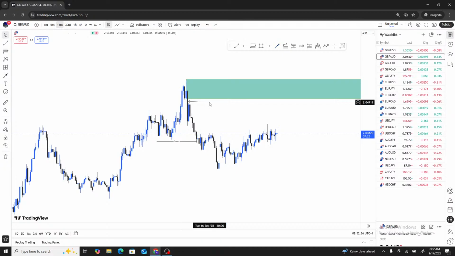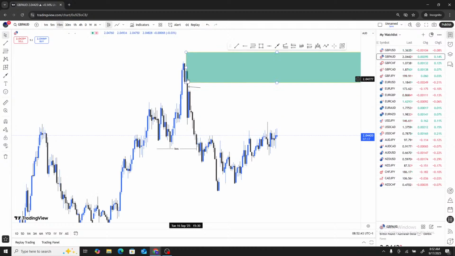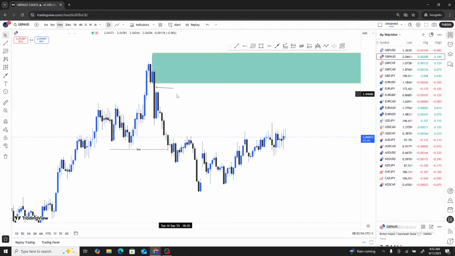Look at the imbalance. I've told you that imbalance is the relationship between three candles. As you can see, this candle of the order block, this long sell candle, and this other blue candle. So it is a relationship between three candles. And right now we are looking for our liquidity. We can spot our liquidity.